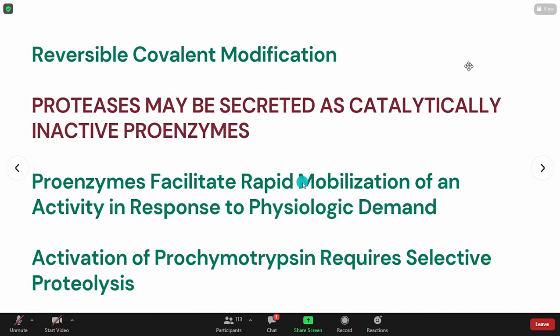Proenzymes facilitate the rapid mobilization of activity in response to physiologic demand. So when they are in transit, they are not active. But once they are there in the area, then they are activated. So activation of prochymotrypsin requires selective proteolysis.